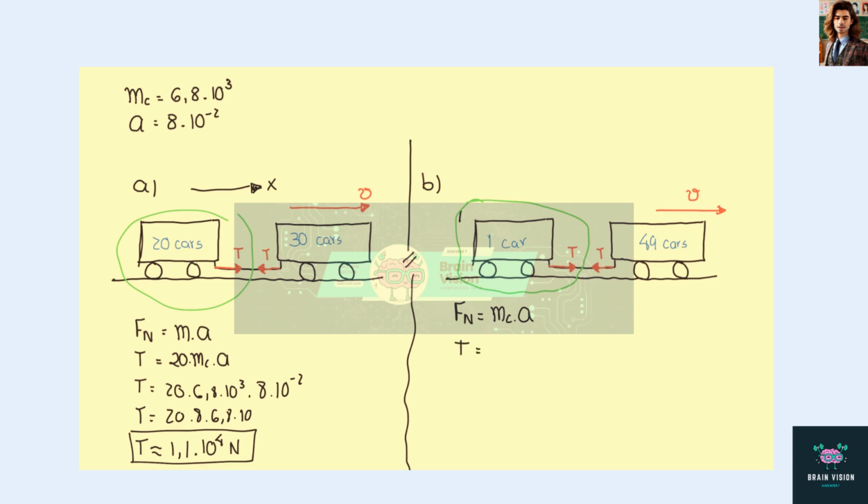And then this is equal to 6.8 times 10 to the third times 8 times 10 to the minus 2. This is 6.8 times 8 times 10, and this results in a tension of approximately 5.4 times 10 to the second newtons.